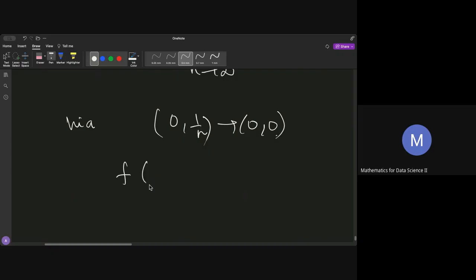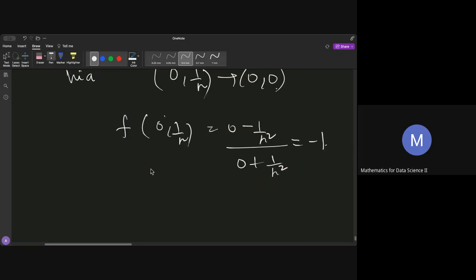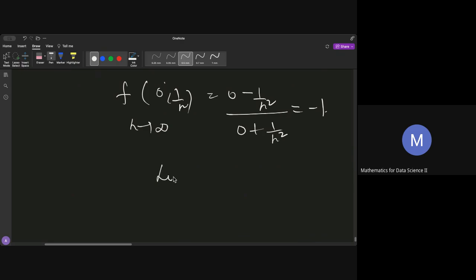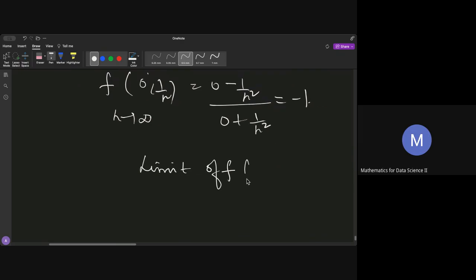So my f of (x, y), if I put (0, 1 by n) here, I'll have x square minus y square, so 0 square minus (1 by n) square, by 0 plus (1 by n) square, right? So this will be minus 1 as n tends to infinity. So that means the limit of f does not exist.